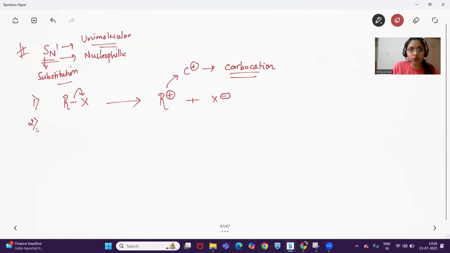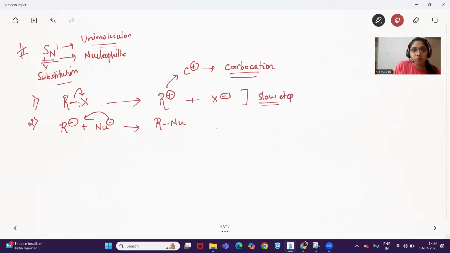In the second step, what happens? The carbocation will further undergo the reaction. The nucleophile will attack on the positive charge, and you will get your final product R NU, only R NU here, right? As you can see, the first step is a slow step because formation of the intermediate is taking place, or you can say this bond is breaking here. This is a slow step and we can say the rate determining step here.